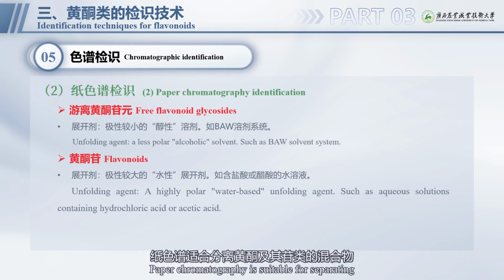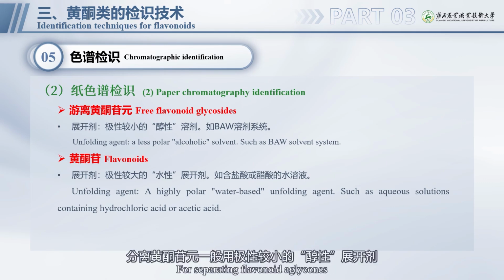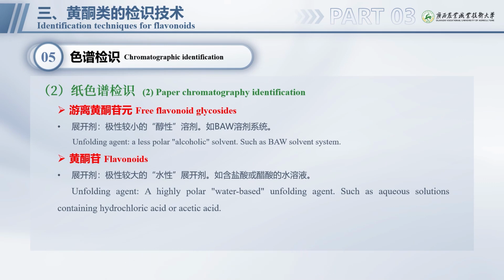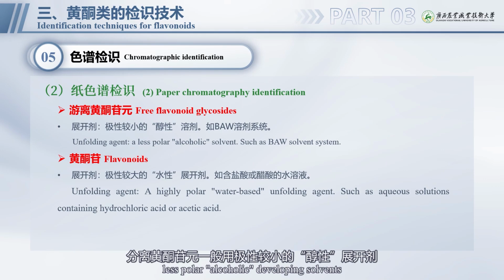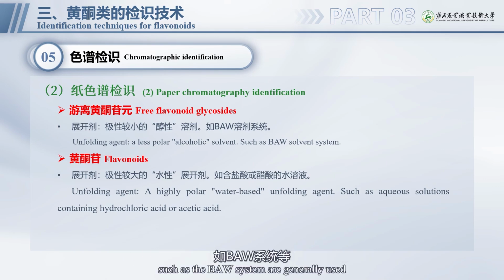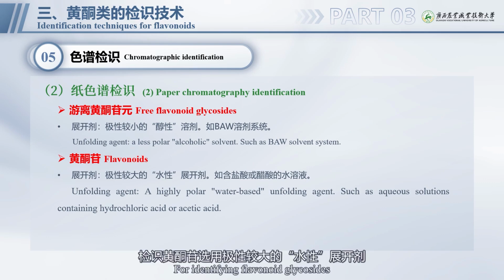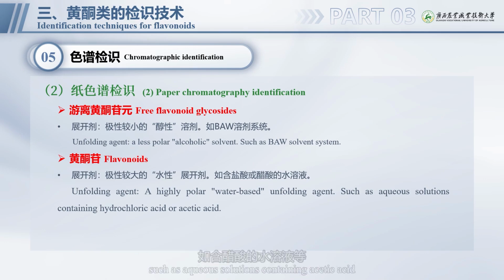Paper chromatography is suitable for separating mixtures of flavonoids and their glycosides. For separating flavonoid aglycones, less polar alcoholic developing solvents such as the BAW system are generally used. For identifying flavonoid glycosides, more polar aqueous developing solvents such as aqueous solutions containing acetic acid are selected.